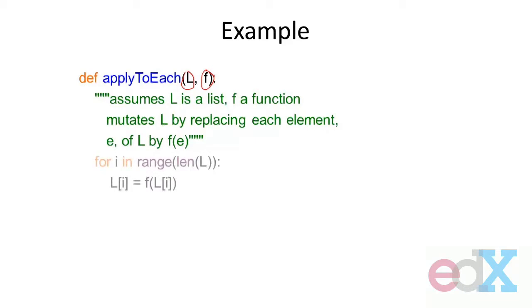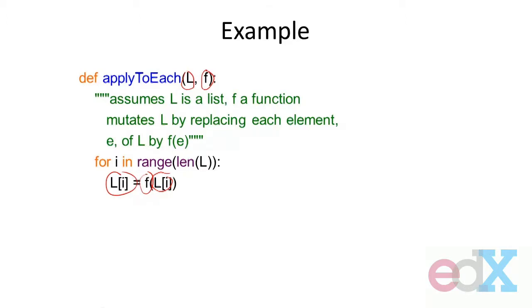I've got a little loop where I is walking from 0 up to the length of the list, or 1 less than the length of the list. It's going to get all of the elements of the list. And what am I doing? I'm going to get the ith element of the list. I'm going to call F on it. And then I'm going to change that ith element of the list to be that value.